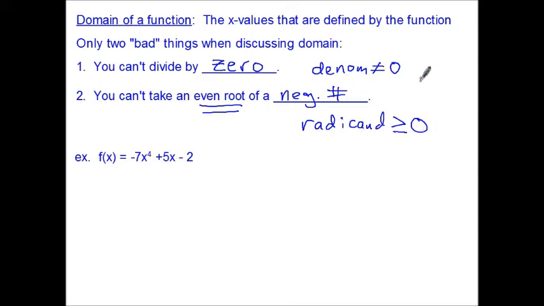Now, one important distinction here is when we're talking about the denominator not equal to 0, what we're finding is the bad values that we have to throw out. When we do this, the radicand greater than or equal to 0, what we're doing is finding the good values. Okay, moving on real quickly to an example right here.